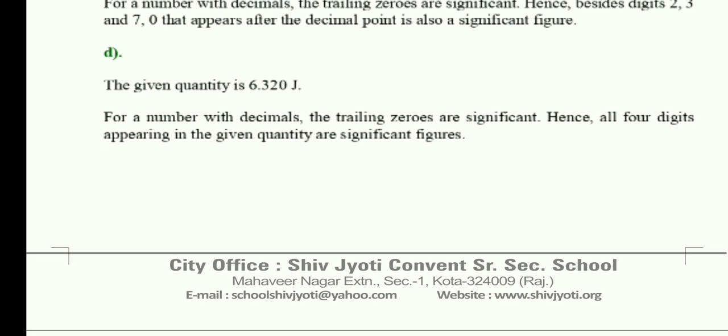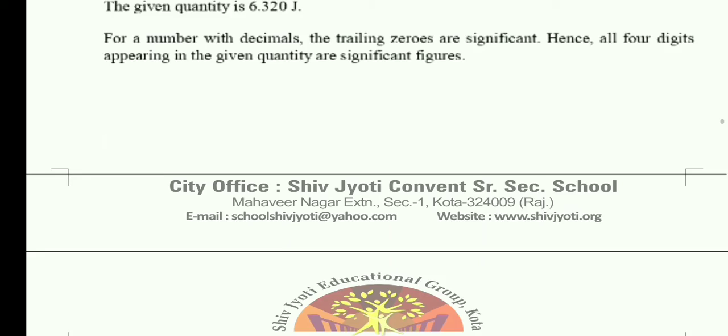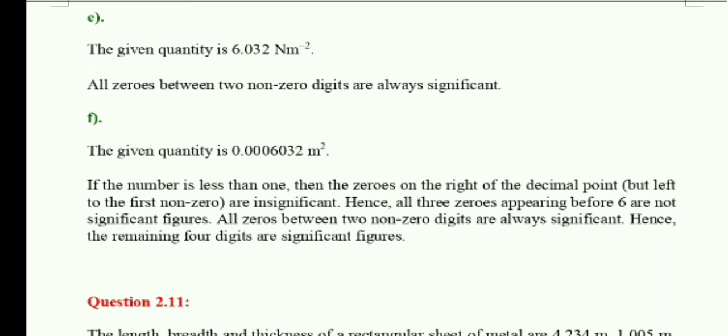Here there are 4 significant figures which are 6, 3, 2, 0. Now for a number with decimals, the trailing zeros are significant. Hence all 4 digits appearing in the given quantity are significant figures. Now come to E. The value is 6.032 Newton per meter square, and here also there are 4 significant figures. The values are 6, 0, 3 and 2. All the zeros between two non-zero digits are always significant.